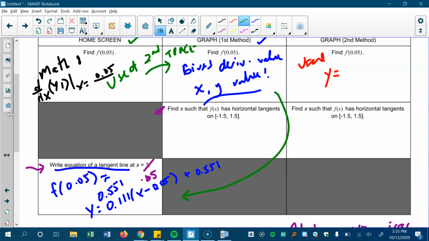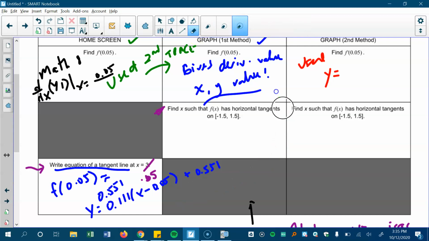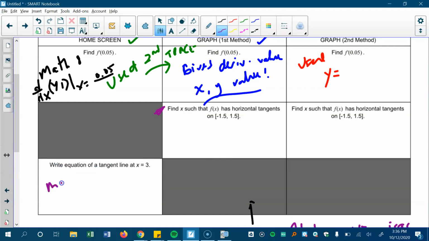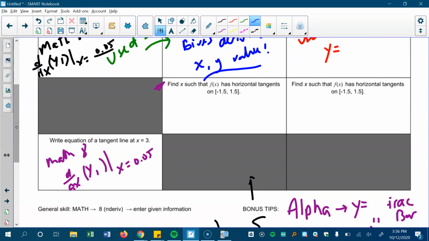So I will leave it at that for different ways of how you could write the equation of a tangent line. This box should actually be open, and it is on your sheet. Let me just clear this off and make this a little bit neater and readable. If you want to see that information, you could rewind the video. To write an equation, you would do again math 8. That would get you d/dx of y1 evaluated at x equals 0.05, so that would be step 1.